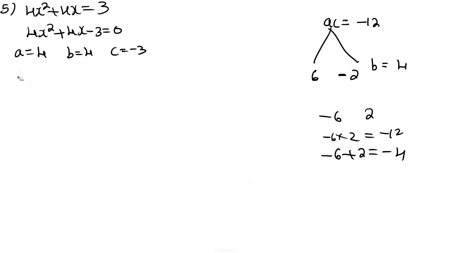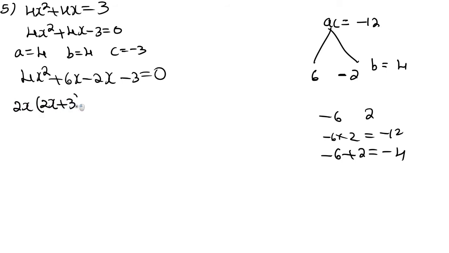What you will get? 4x square, okay, plus 6x minus 2x minus 3 equal to 0. Here you can, 4x square plus 6x is there, right? Take 2x outside. So what you will get? 2x into 2x plus 3. Okay, then here I will take minus 1 outside. Then what you will get? 2x plus 3 equal to 0.